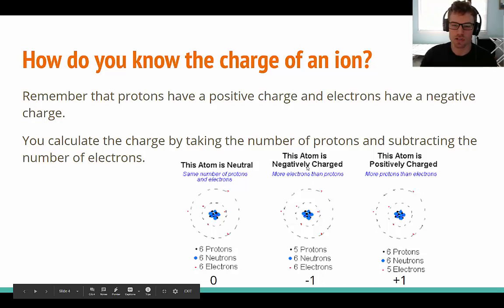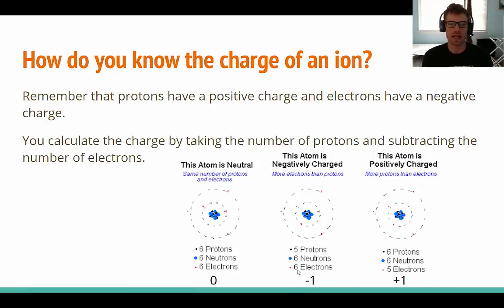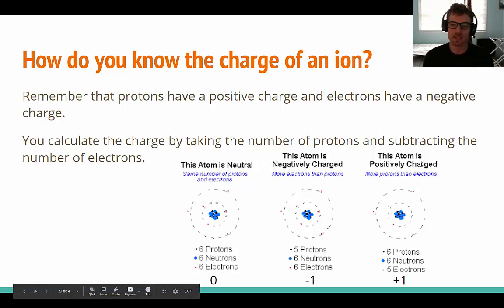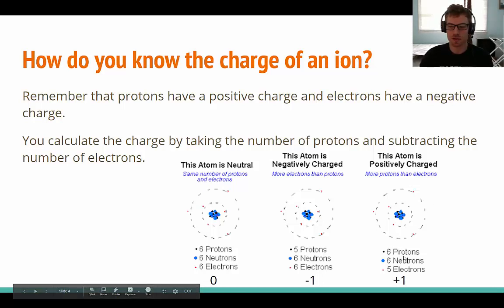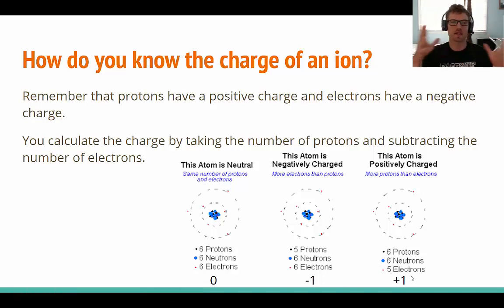If we have a negatively charged atom, that must mean that there are more electrons than protons. So here we have 5 protons and 6 electrons. 5 minus 6 gives you -1. So that gives you a -1 charge. If an atom is positively charged, that means that there are more protons than there are electrons, right? Because there's more positive charges. So here in this example, we have 6 protons and 5 electrons. 6 minus 5 gives you +1, all right? So that's kind of the basics.